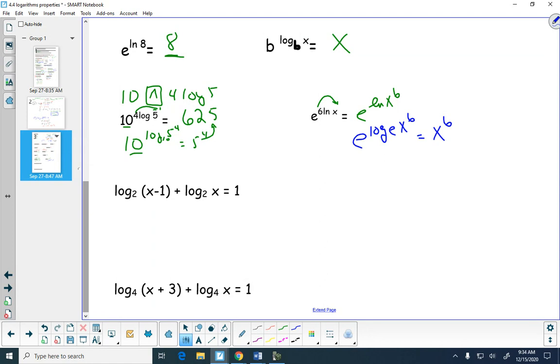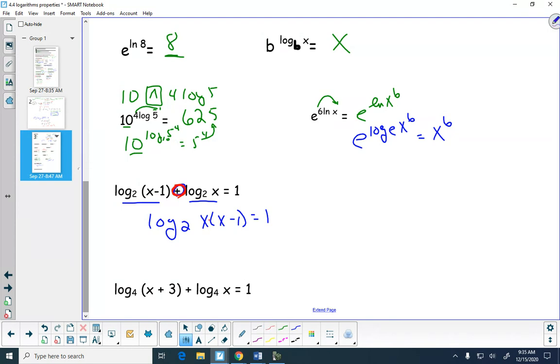Well, to combine both of these logs together, we have addition there. This is log base 2. What do we have to do with our two values inside there? Abby, what do we have to do with our values of x minus 1 and x? Multiply them. So we have x times x minus 1, and this is equal to a value of 1. We multiply these two together because we have addition here, and to combine them back together, we can combine them with multiplication.